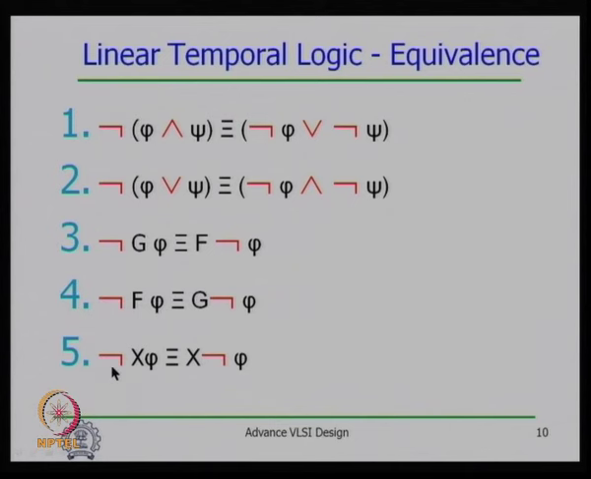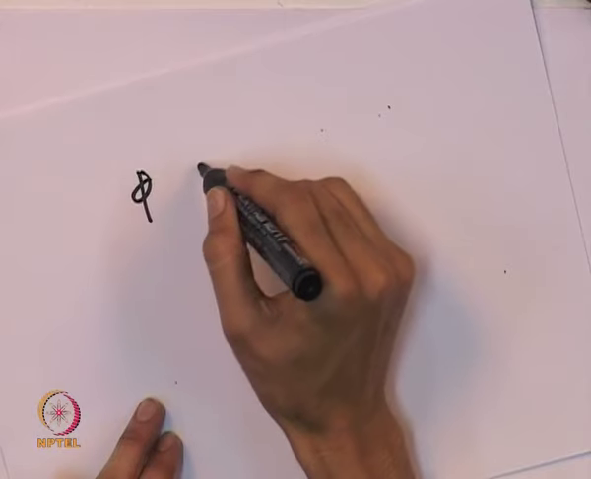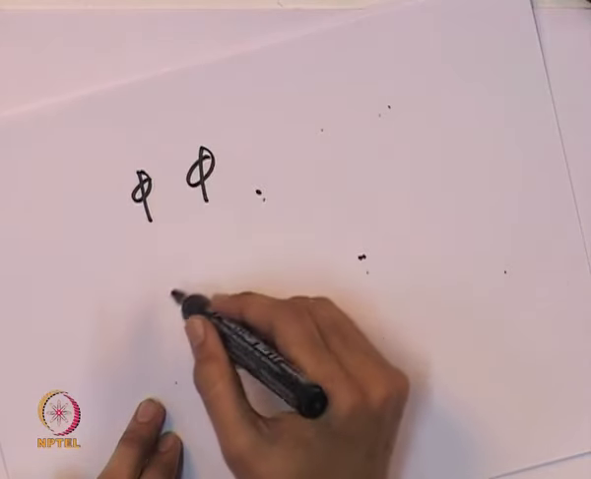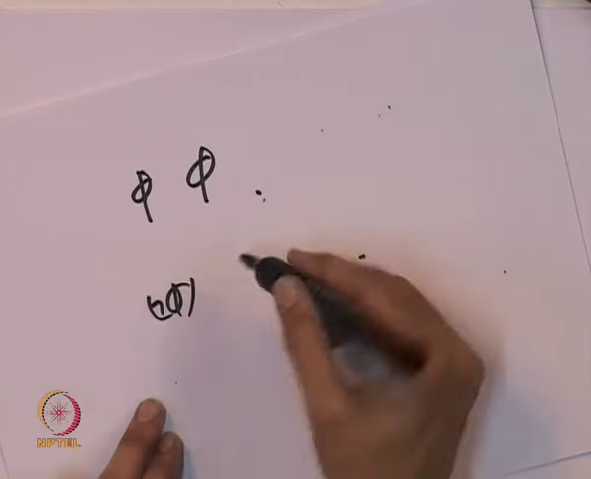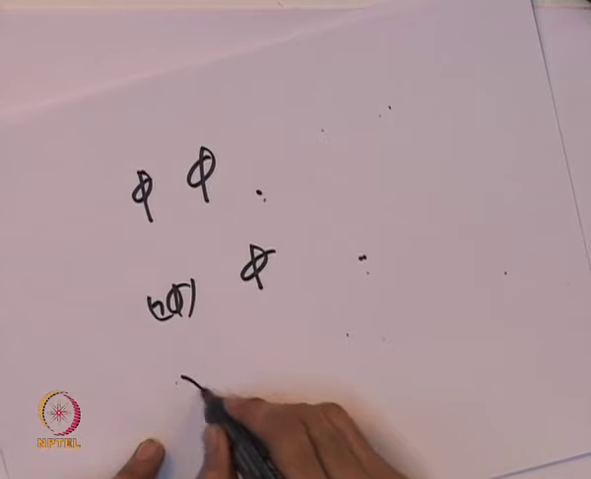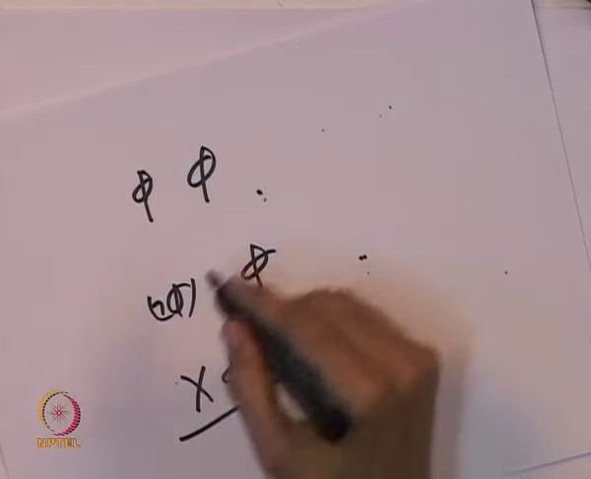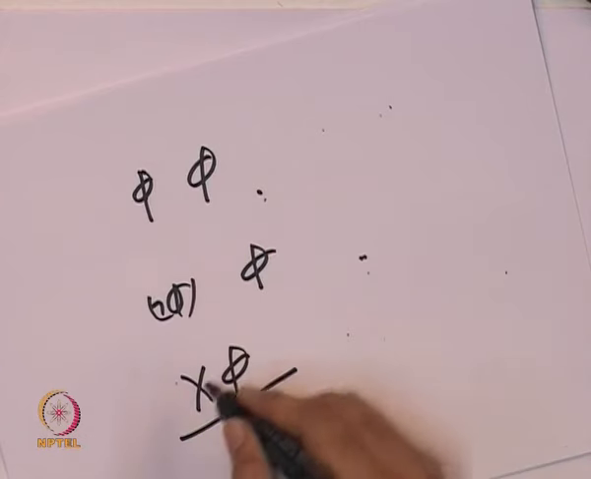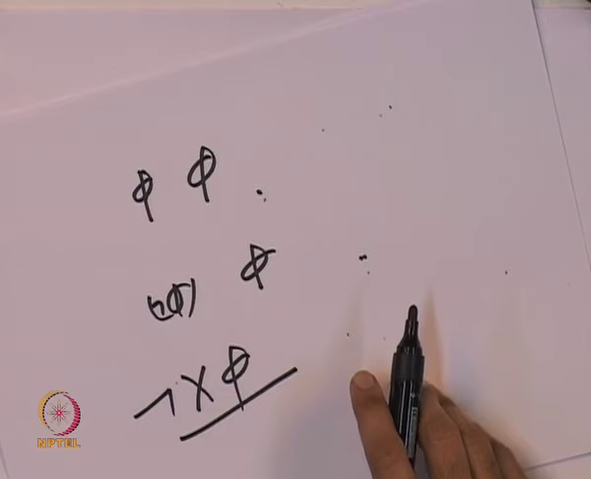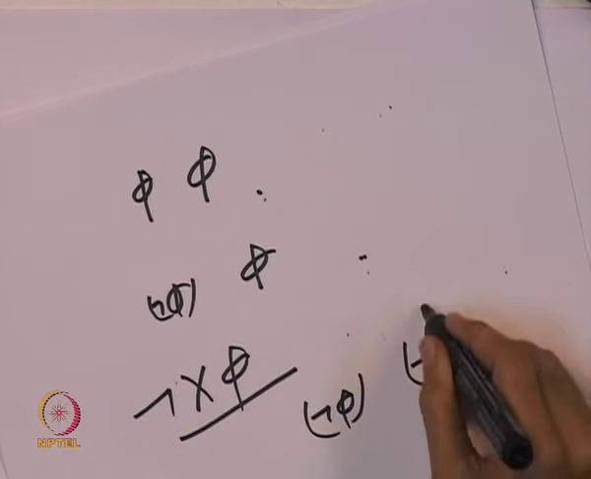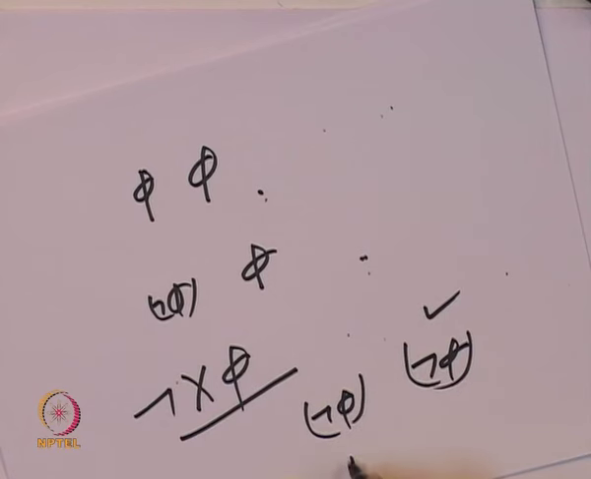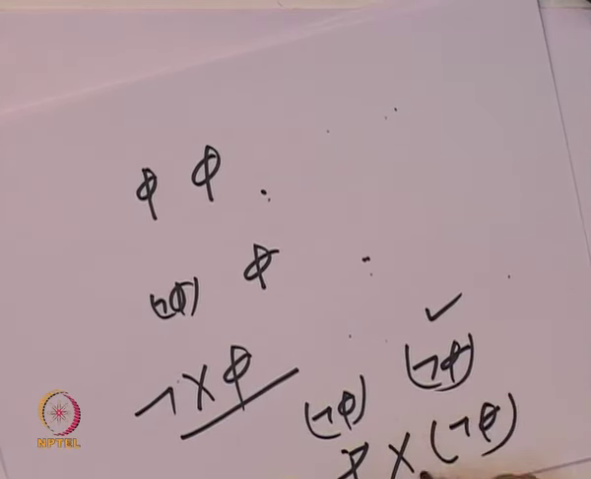In the same way, X of phi: in this state you have phi, in the next state you have phi. Say in the current state you may have anything, phi or negation of phi, but in the next state if you have phi, in that case your formula X phi holds good. Whereas if this formula does not hold good, in that case your trace must be such that here you may have negation of phi and the next state must be negation of phi. This is equivalent to X of negation of phi, because in the next state negation of phi holds good. So this way we can write the equivalence.